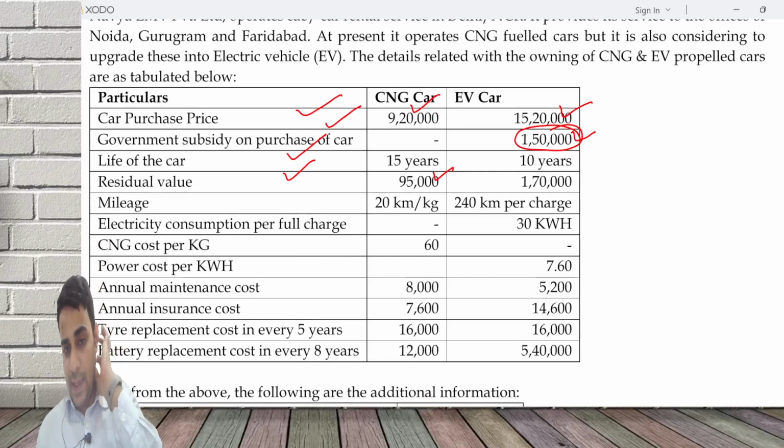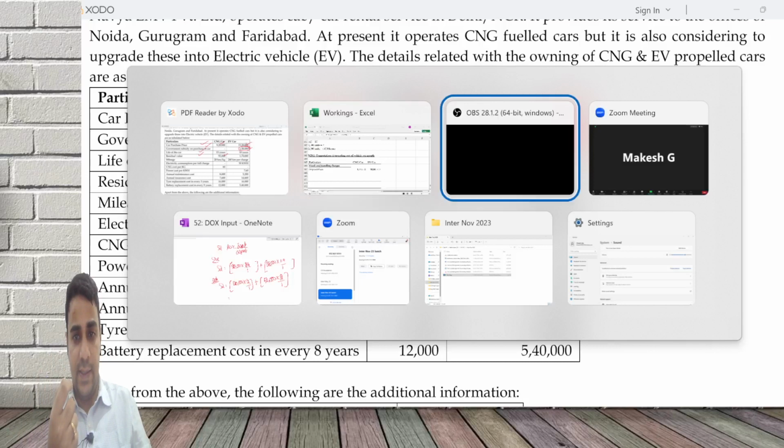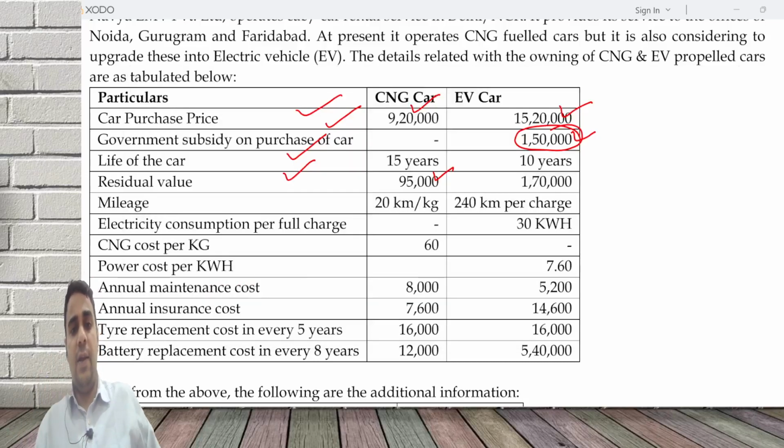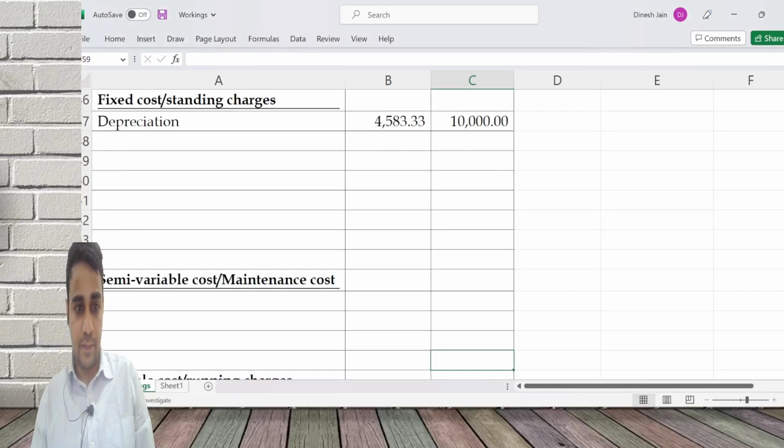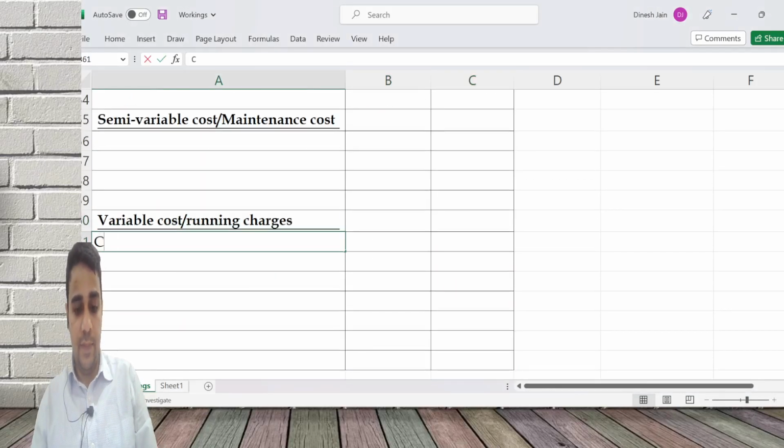Mileage will help us in calculating CNG cost or power cost. In case of CNG car, you incur CNG cost, and in case of electric vehicle, you incur power cost. So next is the variable cost: CNG cost and power cost.